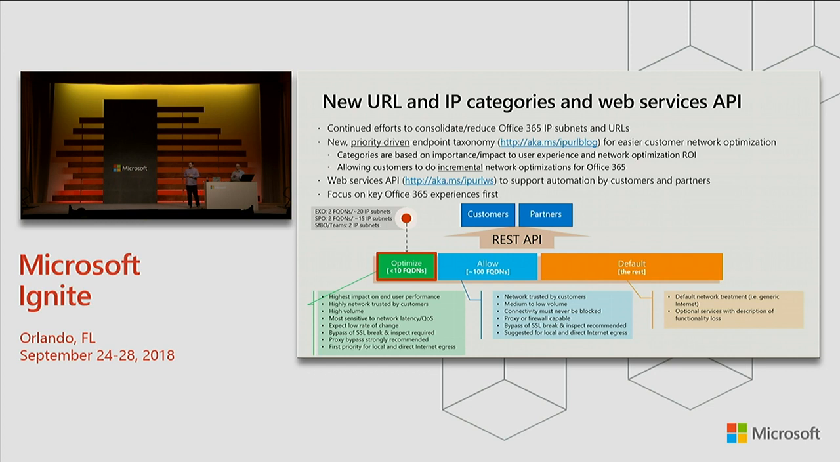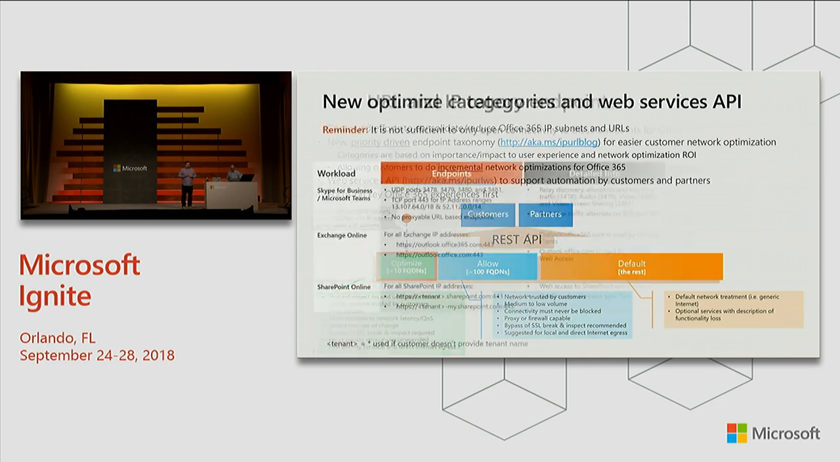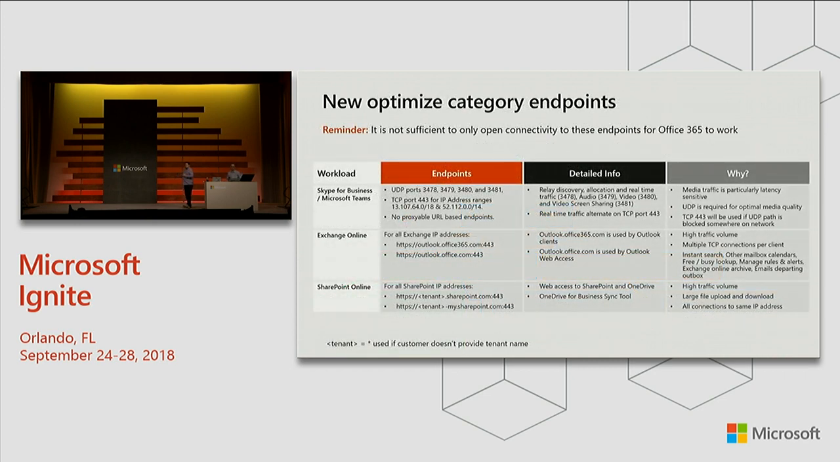So, if you can focus on those core endpoints first, you'll be able to deliver a high impact, a high improvement rate for your users with hopefully relatively little effort. So just a bit more detail on what those endpoints are. So for Skype, they are the media ports, the UDP ports for Skype media, and the IP addresses. There's no URL for this because we find out the relays during the connectivity phase for the client. So they're just the video, audio, etc.